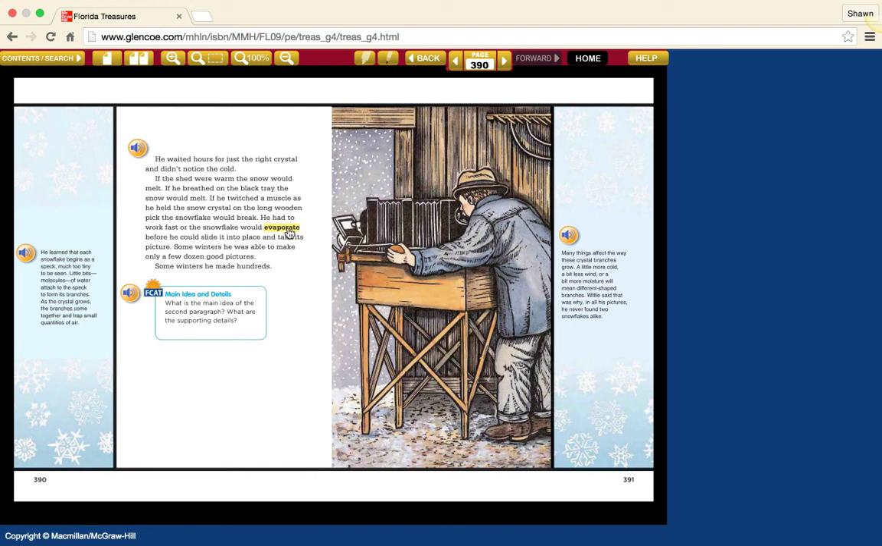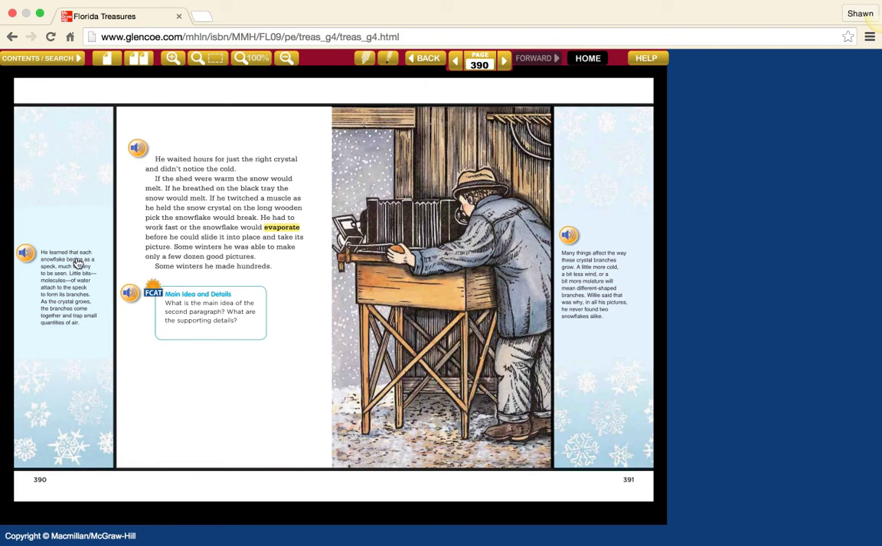Evaporate. You can see here it's a bold word. That's a text feature that means it must be a really important word. Would evaporate before he could slide it into place. And it's reading it for me. I thought it might give me, kind of like on a Kindle, the definition. But if I use my schema or my background knowledge about evaporation from what I've learned in science, some of you may know this, what happens is that the snowflake was a solid, and eventually it would go to a liquid and then to a gas and evaporate, and he had to do this very quickly.